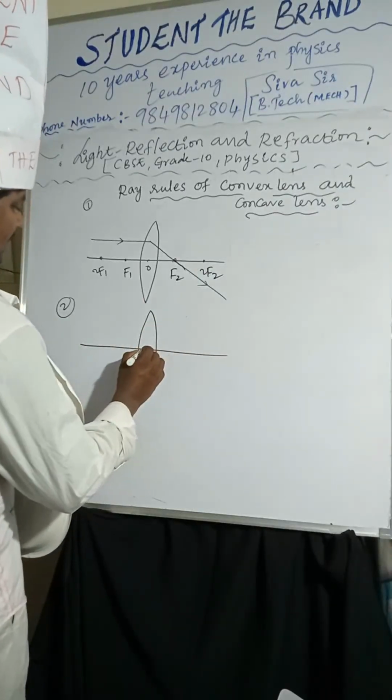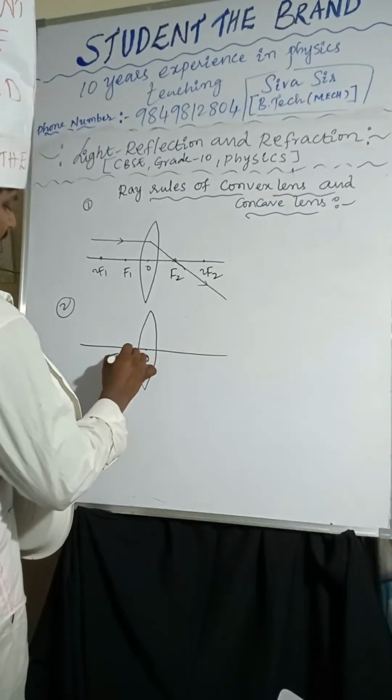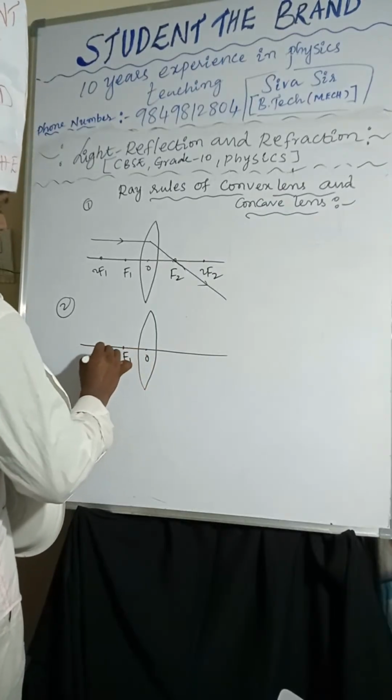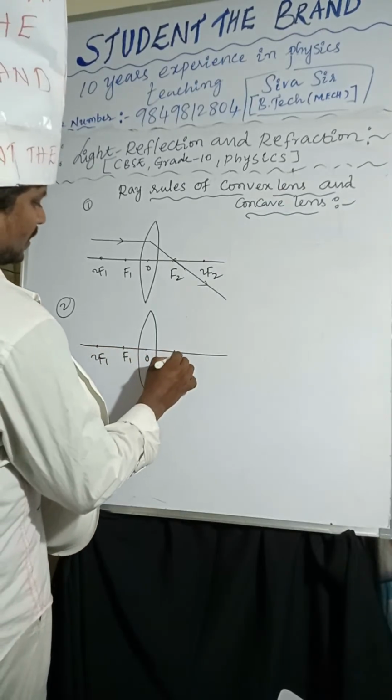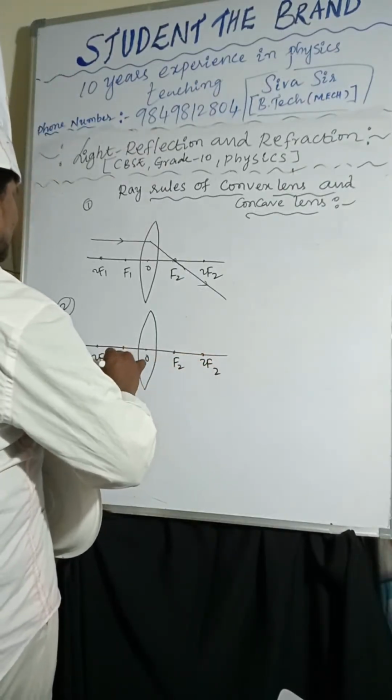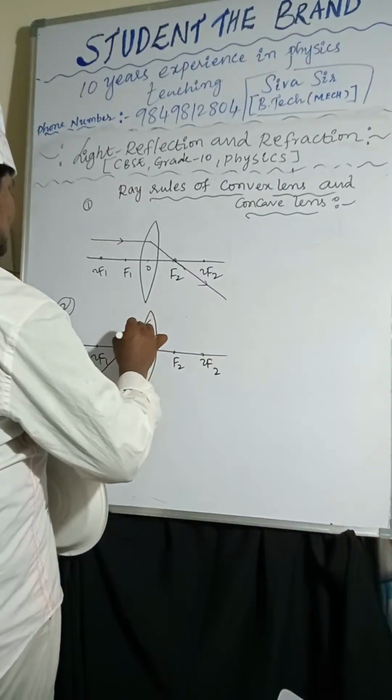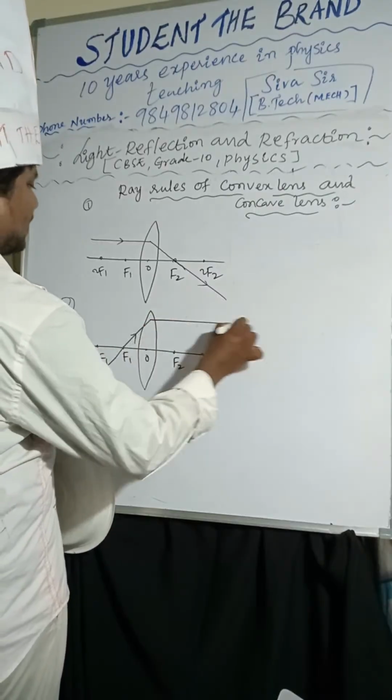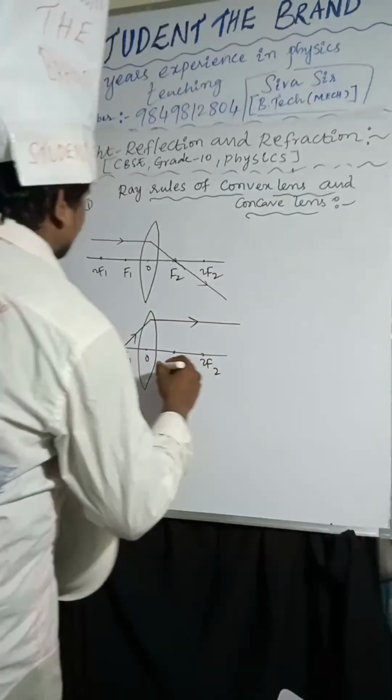So optic center, F1, 2F1, F2, 2F2. Light ray is passing through focus. After refraction it becomes parallel to the principal axis.